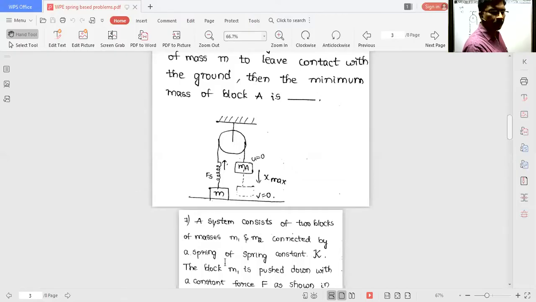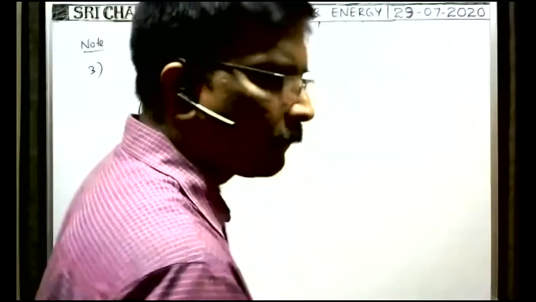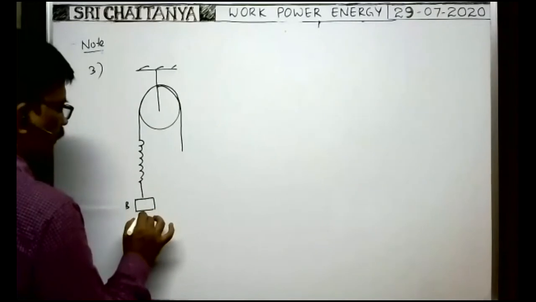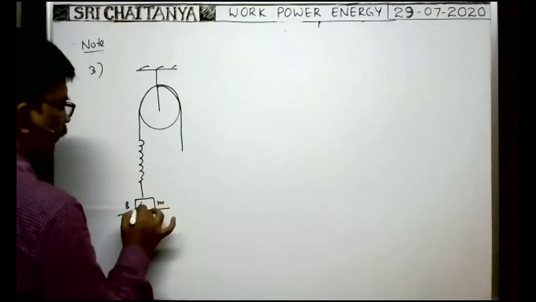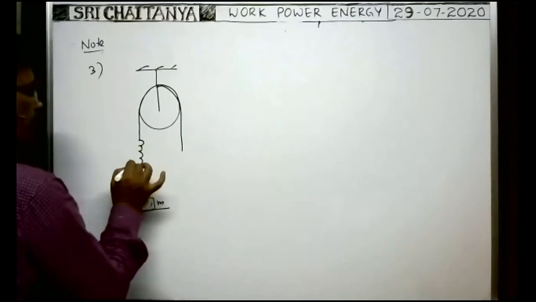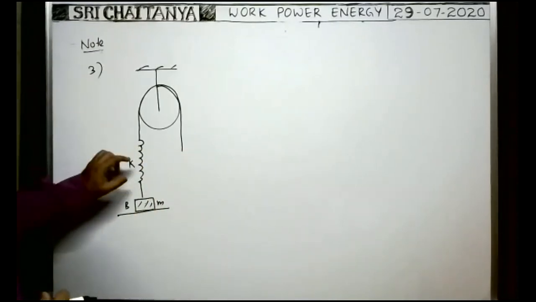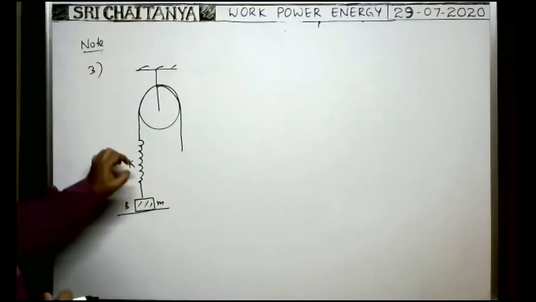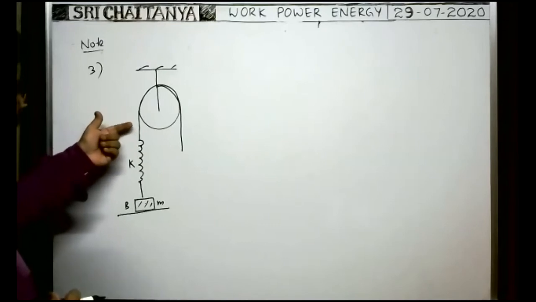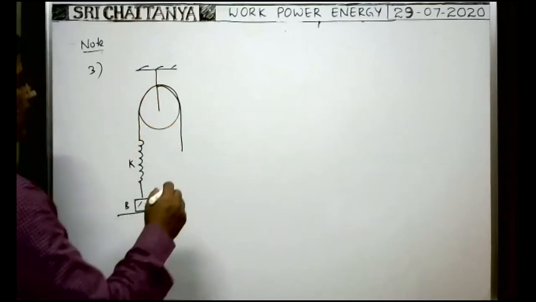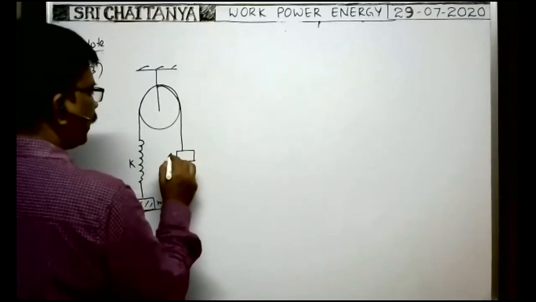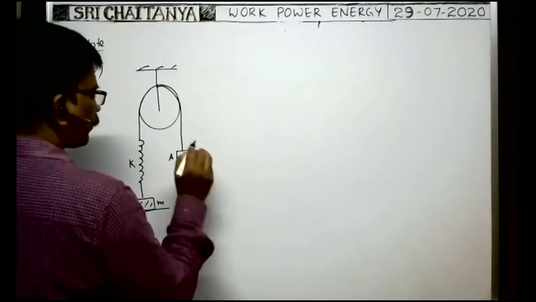Here, this is a block B whose mass is M. It is kept on the horizontal surface. Here the spring constant is K. One end of the spring is fixed to the block of mass M, and the other end is fixed to one end of the string. That string is passed over the light frictionless pulley, and another block is fixed at the other end of the string. That block is A, whose mass is Ma.